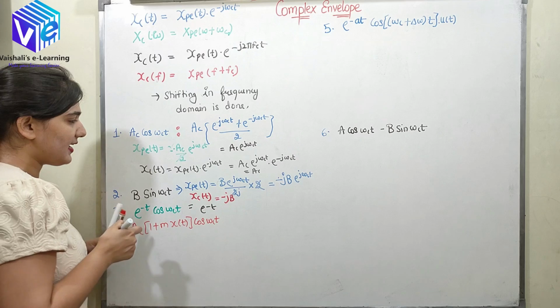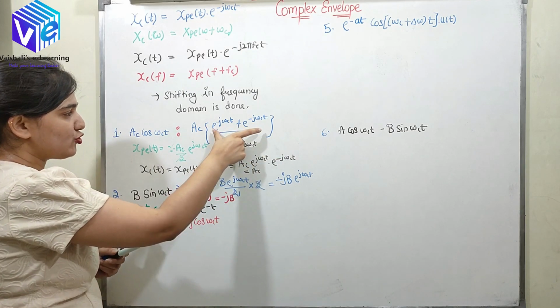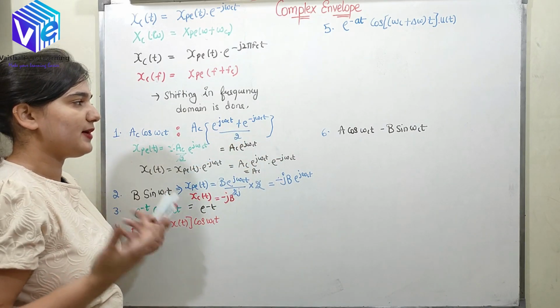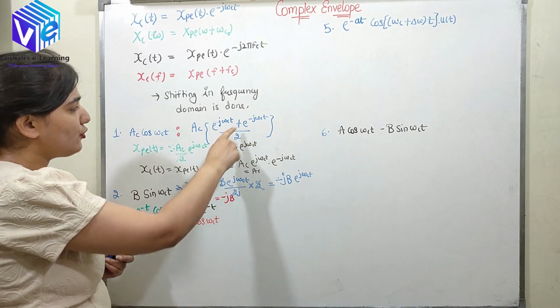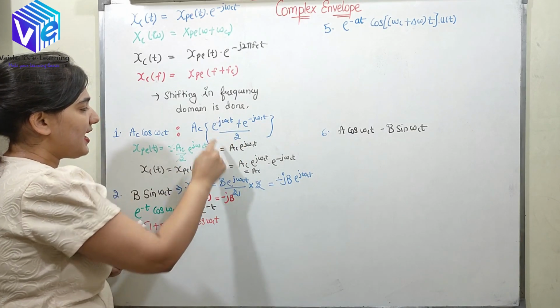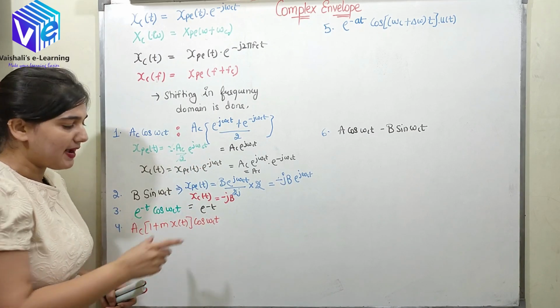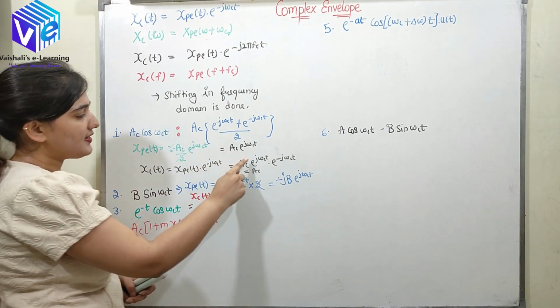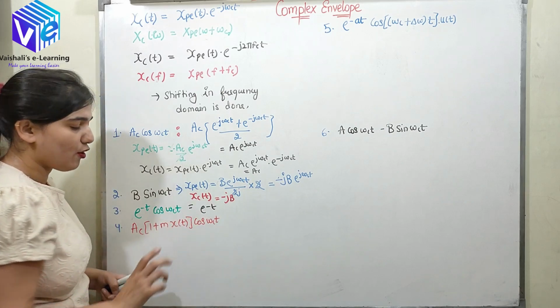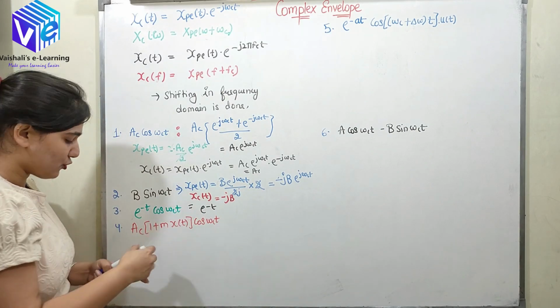The cos again can be represented as e raised to power j omega c t plus e raised to power minus j omega c t, upon 2. I'll reject the negative term and multiply by 2. So instead of Ac, here I have e raised to power minus t. Here the complex envelope was Ac, so here the complex envelope would be e raised to power minus t.